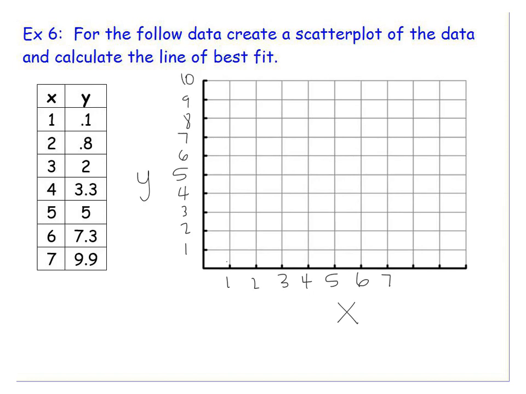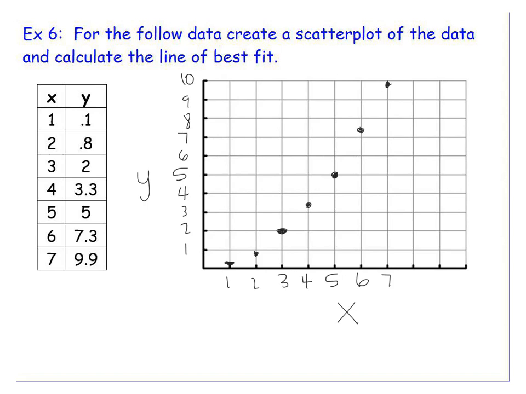So at 1, I'm at 0.1, so I'm way down here. At 2, I'm almost at 1. At 3, I'm actually at 2. At 4, I'm at 3.3. At 5, I'm at 5. At 6, I am at 7.3. Whoops, that was probably a little high. My pen's not so good at marking. And at 7, we're at 9.9, so we are almost at 10.